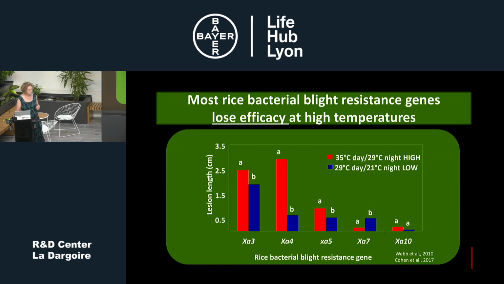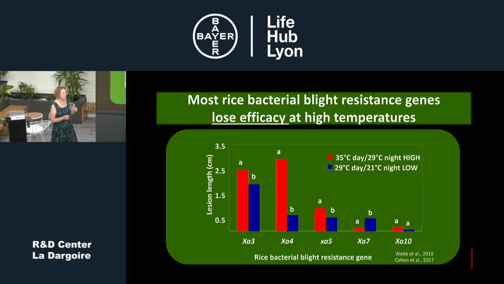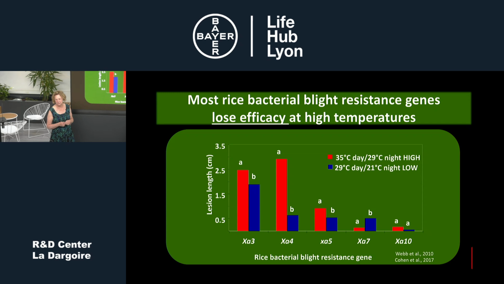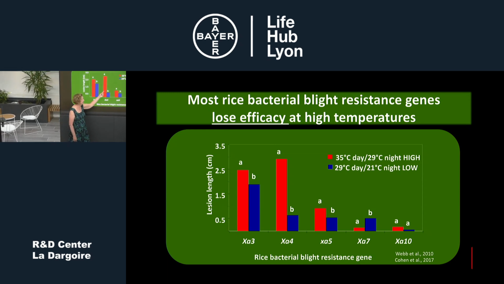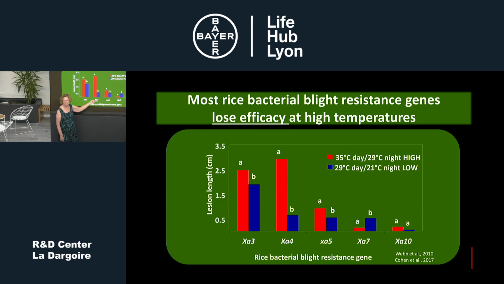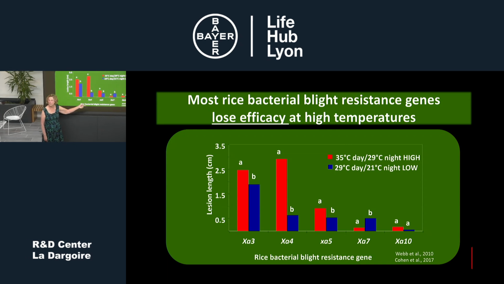It's quite interesting because most of the bacterial blight resistance genes that we've looked at break down at high temperatures. So the disease is much greater, and the gene is relatively ineffective, as is the case for XA4, which is one of the most widely deployed resistance genes for bacterial blight in the world. It essentially breaks down at high temperature.